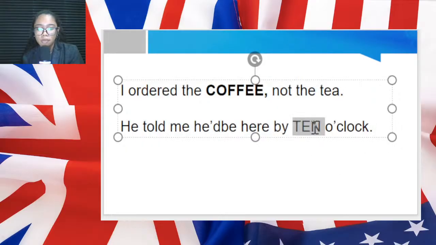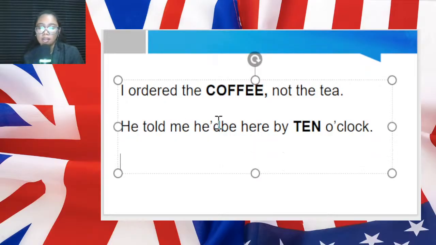So our emphasized word here is 10. Now we emphasize the word 10. It emphasizes the specific time, perhaps because it is now much later, indicating impatience or a missed deadline. Okay? All right.